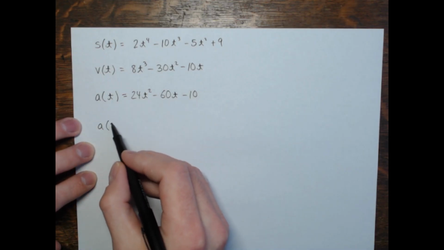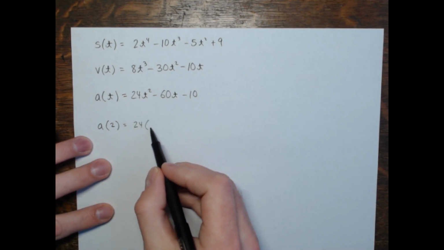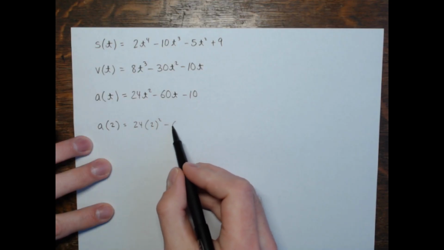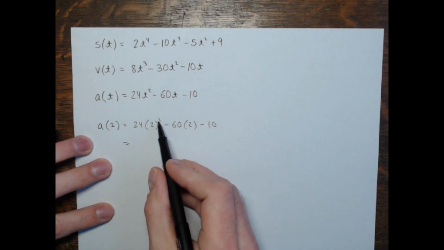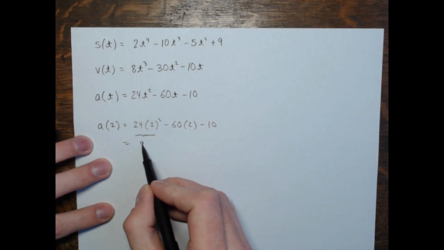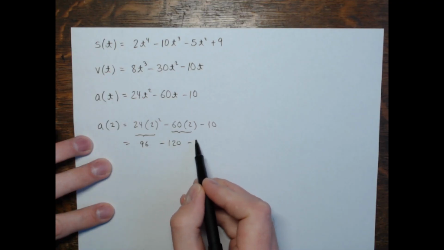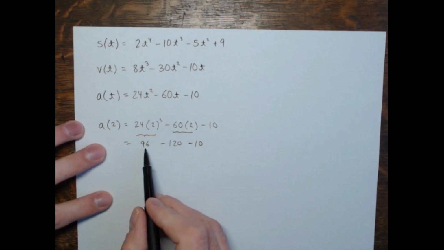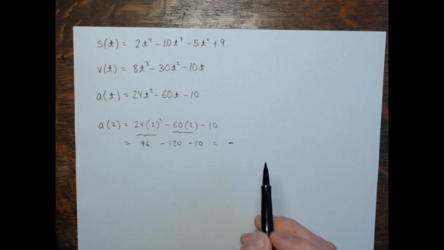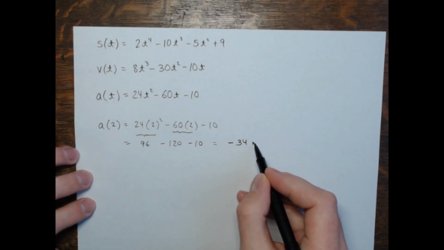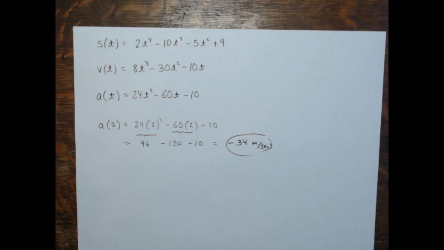So at 2 seconds, I'm just plugging 2 in. So a of 2 is 24 times 2 squared minus 60 times 2 minus 10. 2 squared is 4. 4 times 24 is 96. So that's 96 for the first term, then minus 120 for the second term, minus 10. So it's 96 minus 130. That'd be negative 34, in meters per second squared, right? Negative 34 is what I'm entering. And don't forget the negative, right?